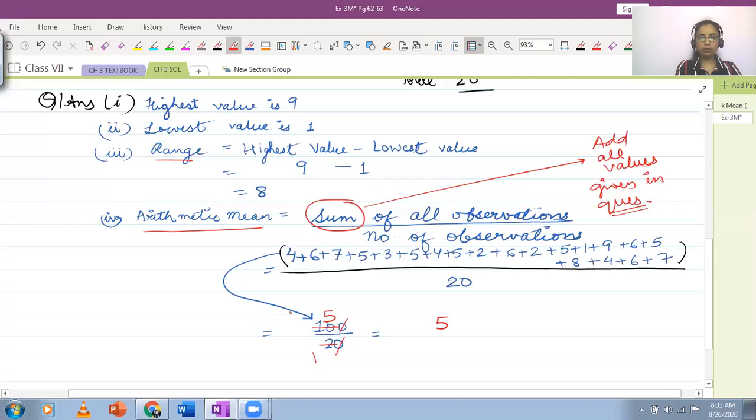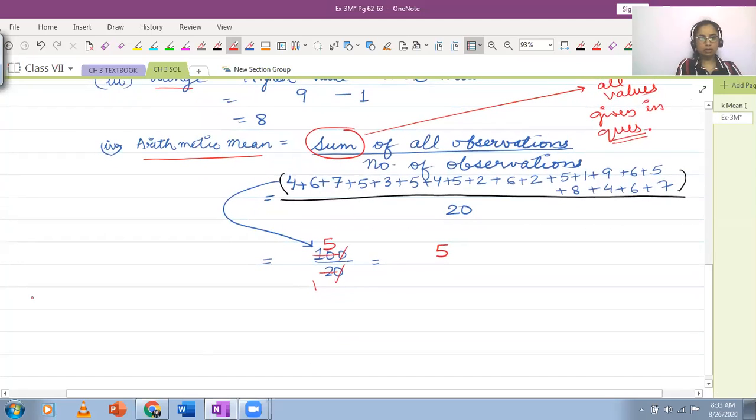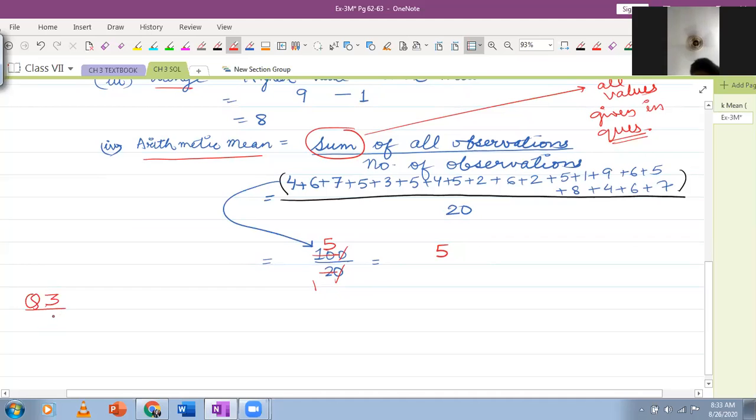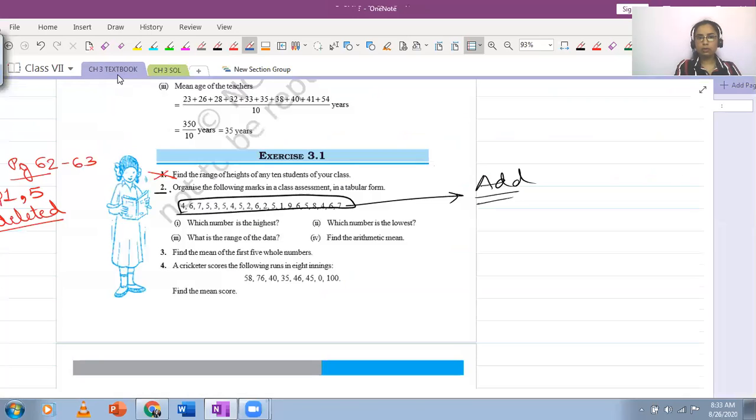Let's do one more question. I think it will make clear. I hope everyone has written this because I'm just going a little down here. Question number 3 now. Question number 3, find the mean of first 5 whole numbers. So in question number 2, there is a list. In question number 3, there is no list.